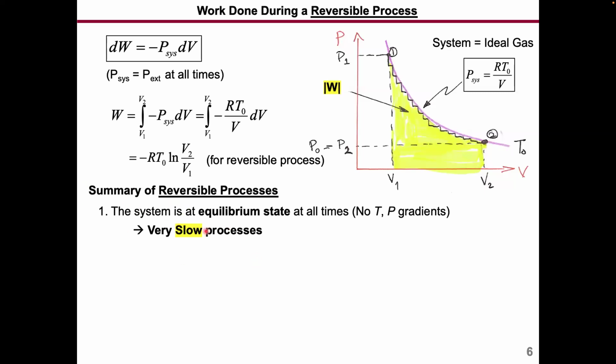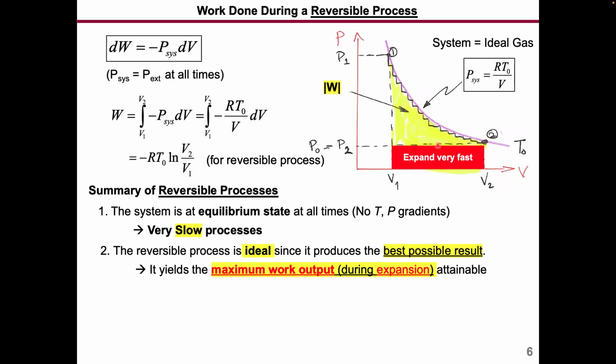So to briefly summarize the reversible process, like I mentioned, the system is at an equilibrium state at all times, with no temperature or pressure gradient. And in order to achieve that, usually you are talking about a very slow process. Here we already hinted that the reversible process is an ideal since it produces the best possible result. For example, it yields the maximum work output attainable during expansion. Like I mentioned, if you follow a reversible process, meaning that the external pressure follows the system pressure curve, then the work that you do on the surroundings is the area under the curve, the yellow highlight all the way.